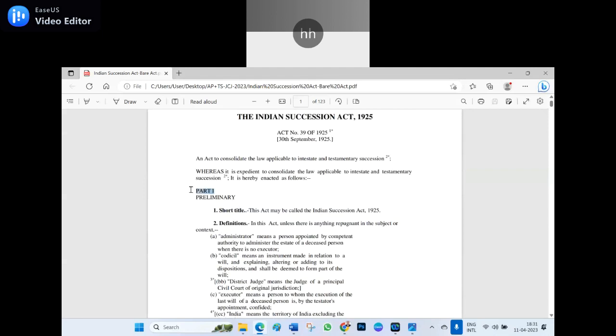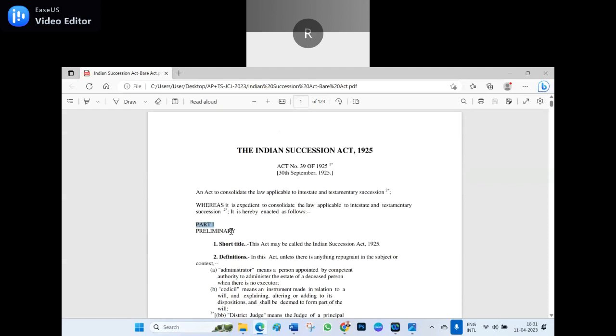See, part 1 is there. You said there are no parts. See, Indian Succession Act, part 1. Did you see part 1 here? Sir, it is the Hindu Succession Act, yes, sir. I am asking about the Indian Succession Act. Today the point is not the Hindu Succession Act. It is the Indian Succession Act.